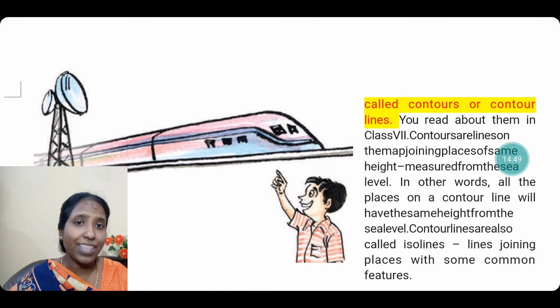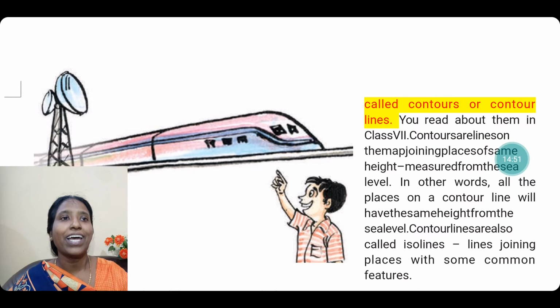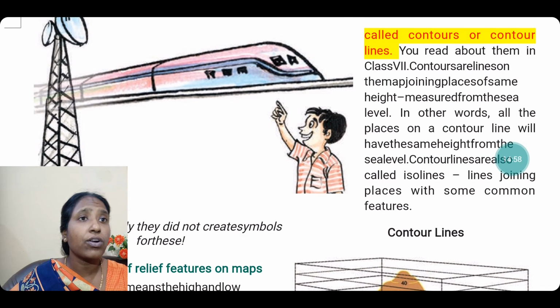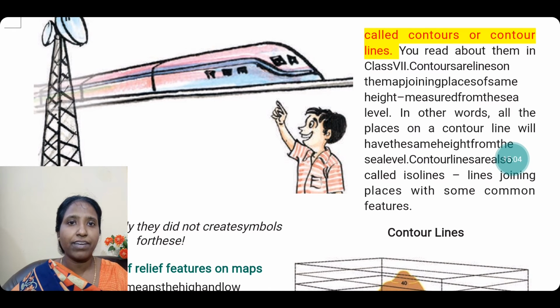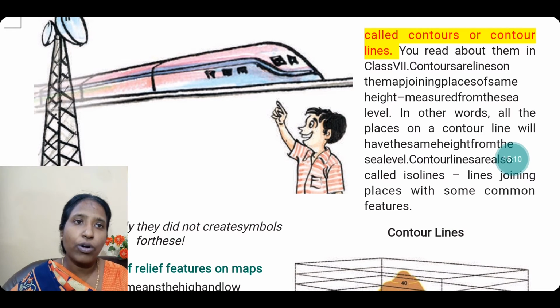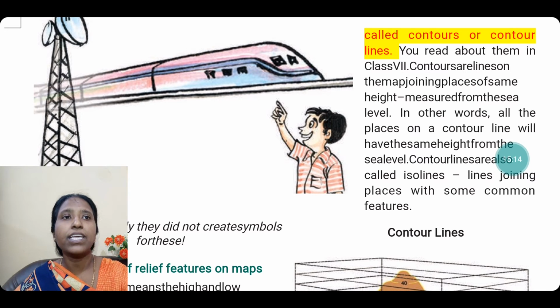We show them using the contours or the contour lines. So how these contour lines help us is, now you can see the contour lines. Contours are lines on the map joining places of the same height measured from the sea level. Wherever the height is the same, these contour lines join them. In other words, all the places on the contour line will have the same height from the sea level.